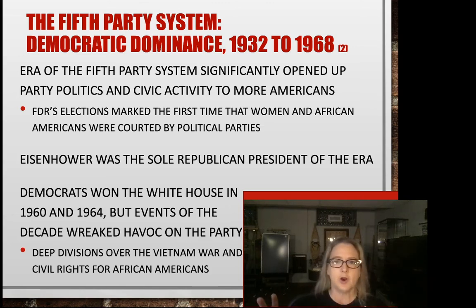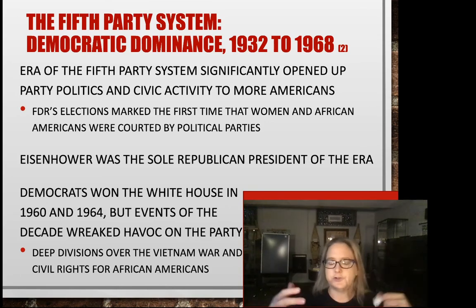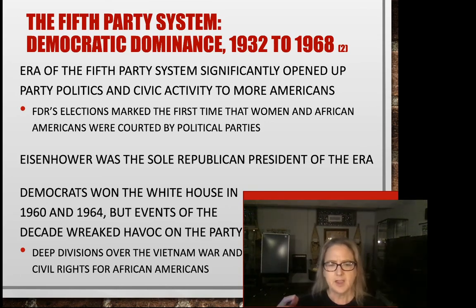And the Democratic Party dominated. Eisenhower was the only Republican president of that era. And again, Eisenhower was a victorious general from World War II. So victorious generals have you win a big war, you get a big surge of public approval. Democrats won the White House in 1960 and 1964, but coming into the 60s, you have another big realignment.